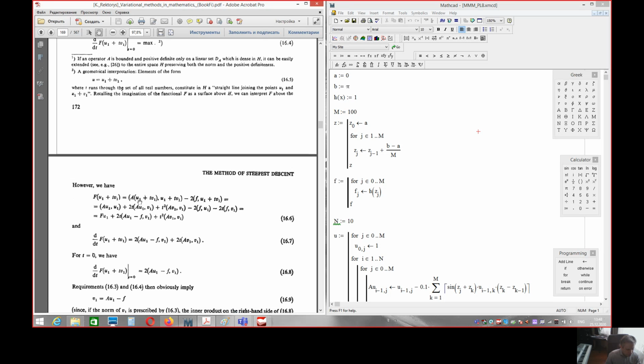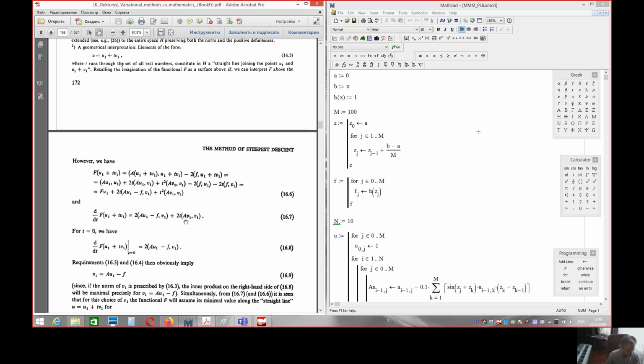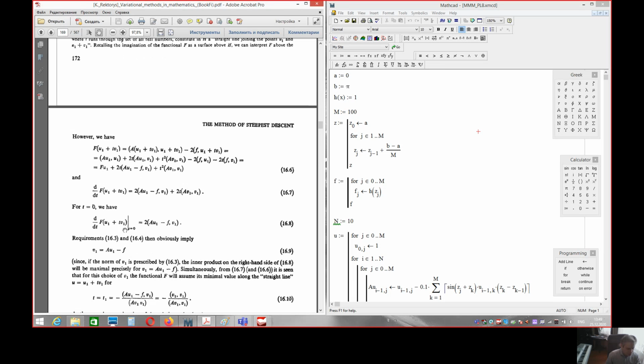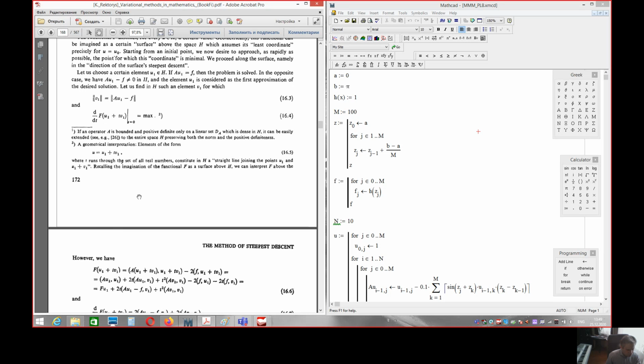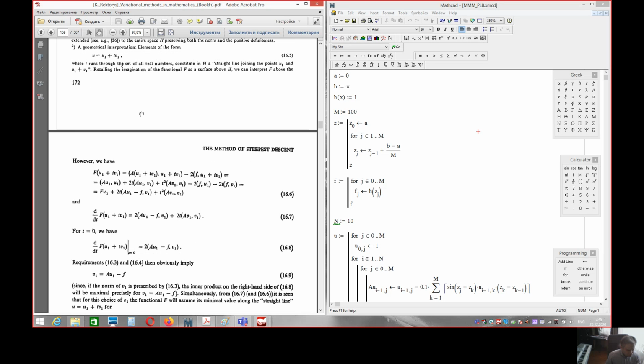Then we have the next f(U1 plus tV1) equal to f(U1) plus this. Calculating the first derivative, we have this relation, and substituting t equal to 0, we have the first variation of the functional equal to this expression. But we know that V1 is equal to AU1 minus F. It follows from here.